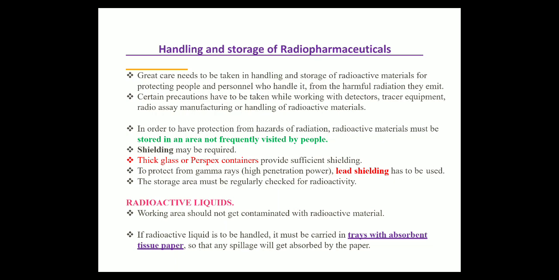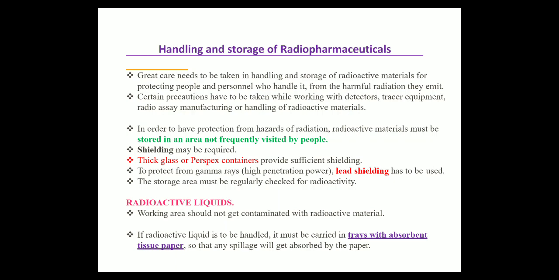Next, shielding may be required. It must be a shielded one. Thick glass or perspex containers provide sufficient shielding. To protect from gamma rays, which have high penetration power, lead shielding has to be used. Lead shielding is used where gamma radiations are frequently coming. Next, the storage area must be regularly checked for radioactivity.